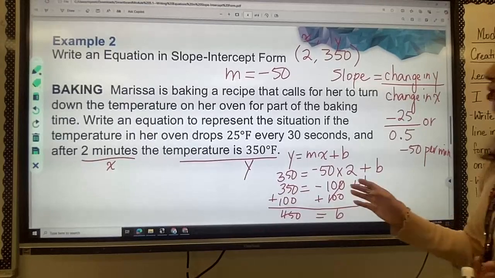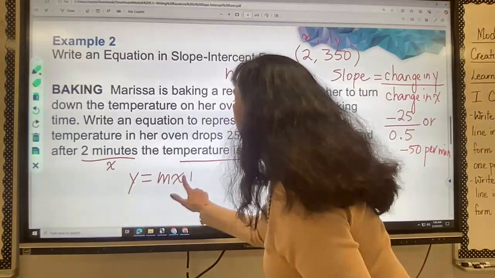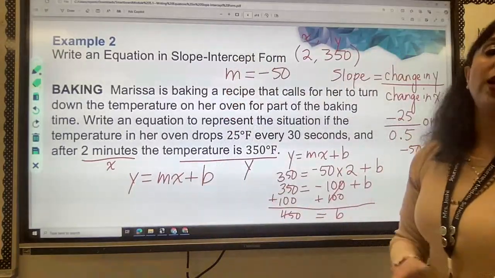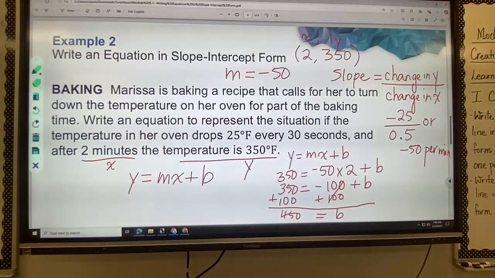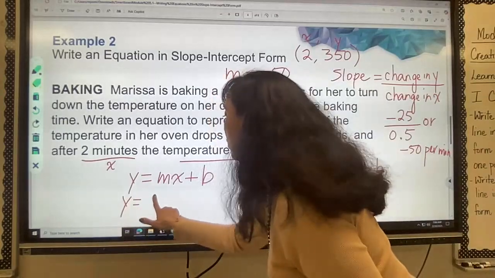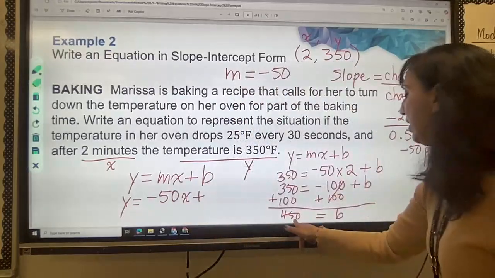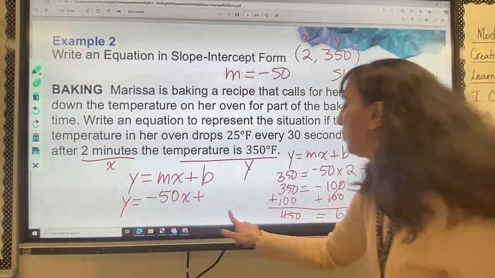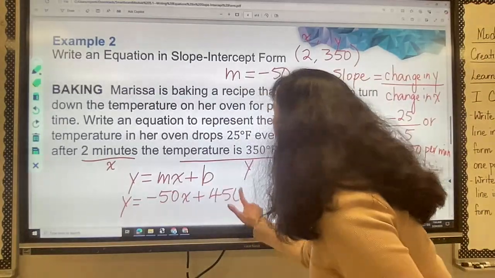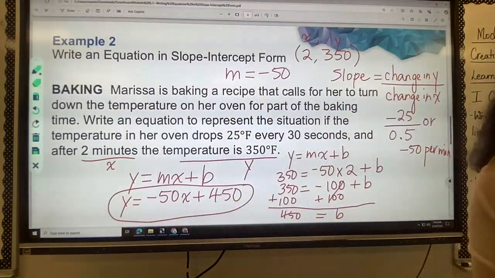And now I'm just going to write the equation. Y is equal to mx plus b. So we are going to substitute the value of m and we are going to substitute the value of the y-intercept into this equation. And so y is equal to, we know the slope is negative 50x and we just calculated the b, which is 450. So plus 450. And here is my equation for this problem.